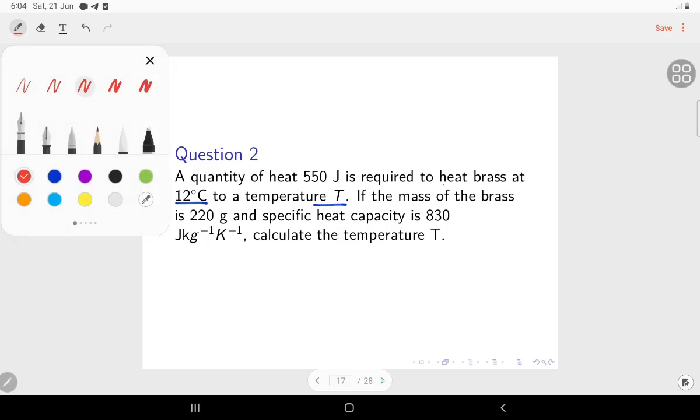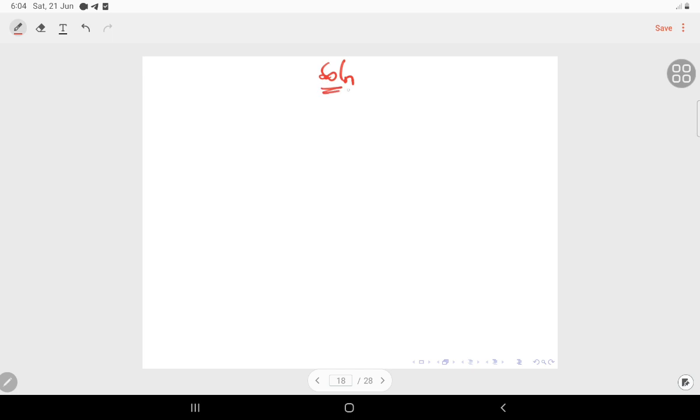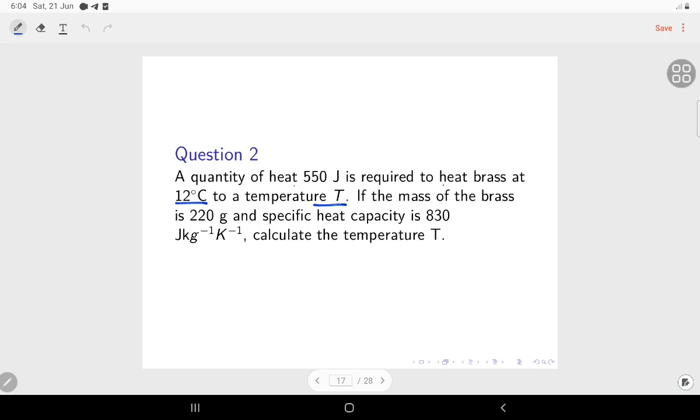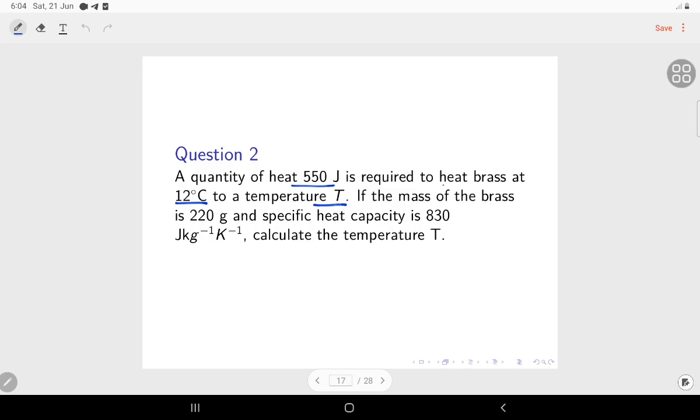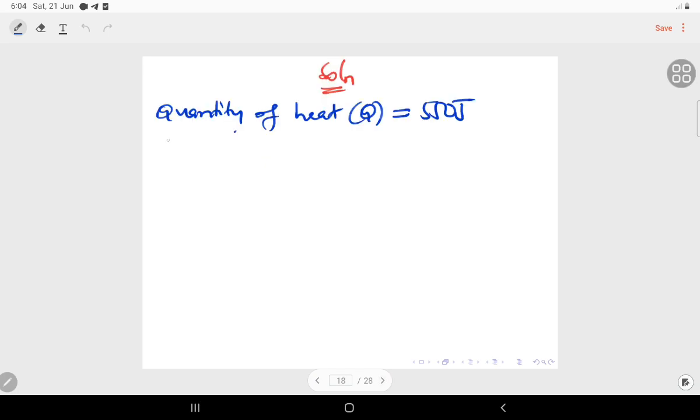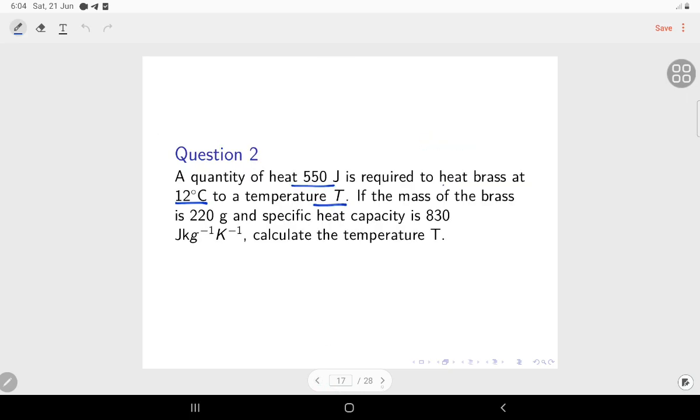How do we look at this question? You put down your information. What does each parameter stand for? We are given 550 as the quantity of heat, so the quantity or amount of heat is given by Q is 550 joules. The initial temperature is 12. The final temperature is T.